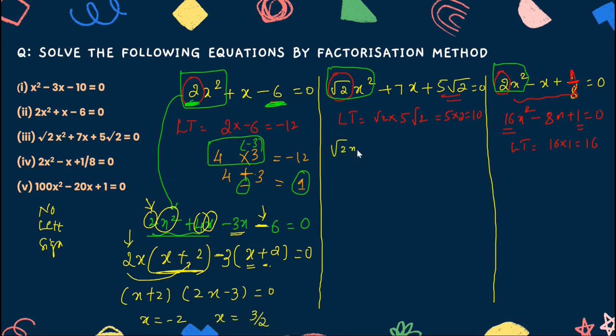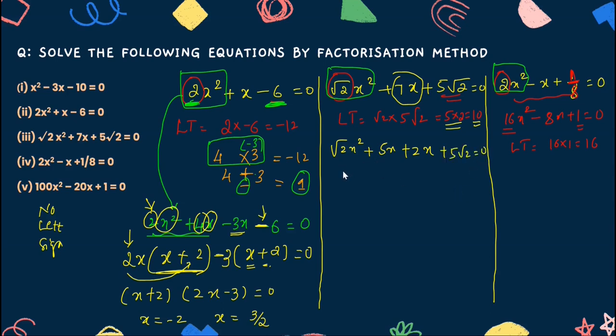Next, root 2x square plus the middle term. To write this we need factors. So look here, 5 and 2 are the only factors because the middle term is 7. Very clearly 5 into 2 is what? 10, which is the last term, and 5 plus 2 is 7. So this is a very simple one, equal to 0.